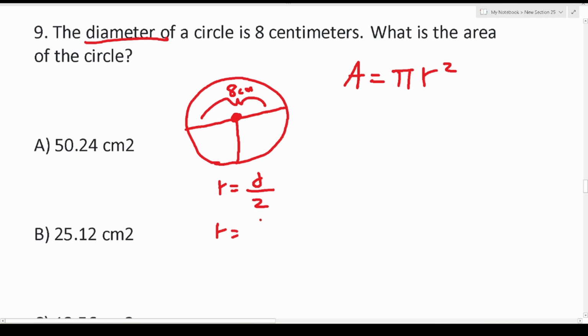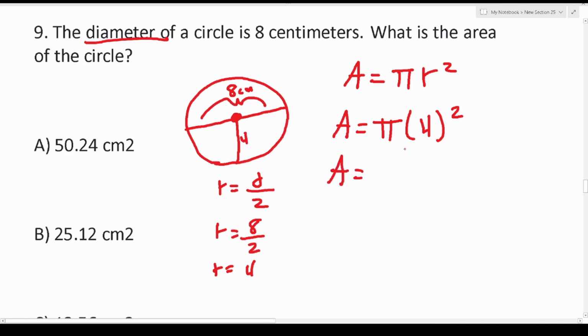Again, the diameter in this case is 8. 8 over 2 is 4. So this radius is going to be 4. So let's just plug in 4 for our r here and work this out. This is area equals pi, radius is 4, so this is 4 squared. Area equals 4 squared is 16, so this is 16 pi.